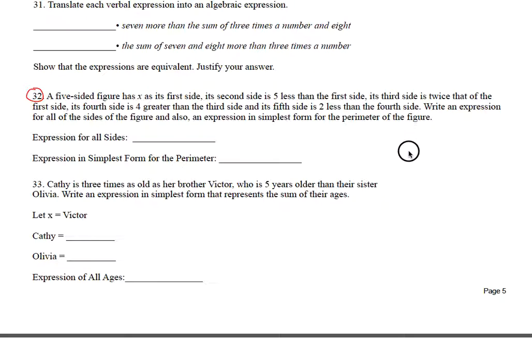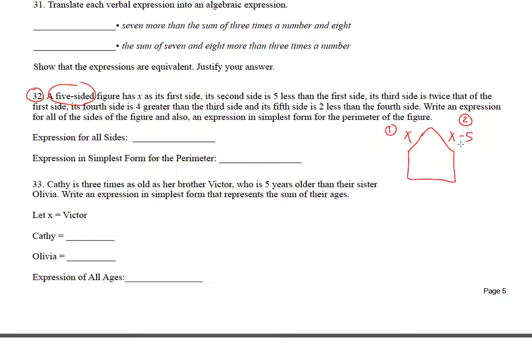Even though this five-sided figure here that I well know because of the baseball home plate is not the five-sided figure shown or described in here, I'm just going to draw a five-sided figure so I can label some parts. One of the sides is x. It says x is the first side. The second side is 5 less than that, so I'm going to say x minus 5 for the second side.